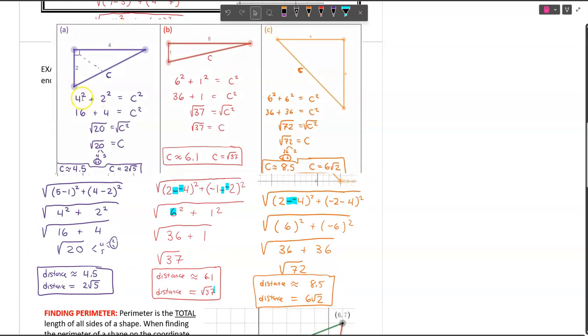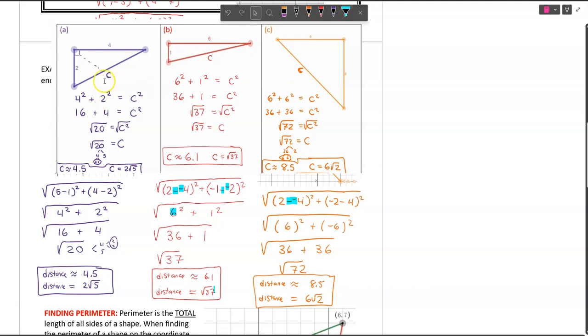Take a look at the numbers. The process here was you square them, you add them, you square root them. You square them, you add them, you square root them. What the distance formula actually is, is a formalized version, I don't know if that's a word, of the Pythagorean theorem put into a formula.